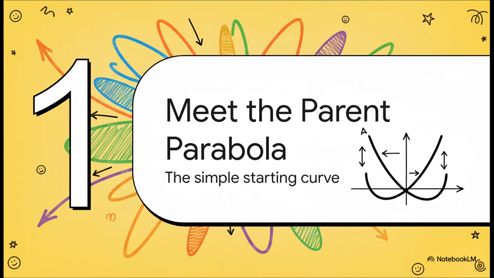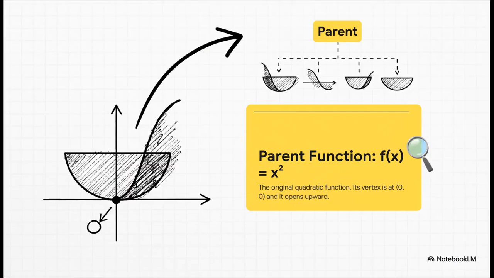Okay, first things first. We need a starting point, right? Every single parabola you'll ever see is just a modified version of one simple, foundational curve. So, let's meet the parent. And this is it. f(x) = x². This is the parent function. You can think of it as the original template from which all other parabolas are made.